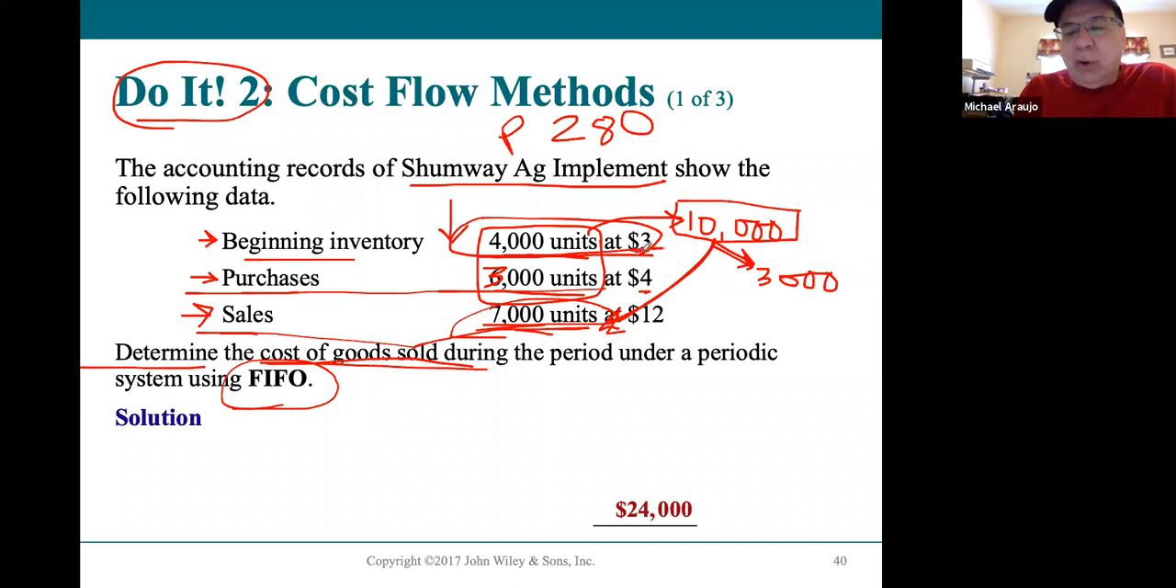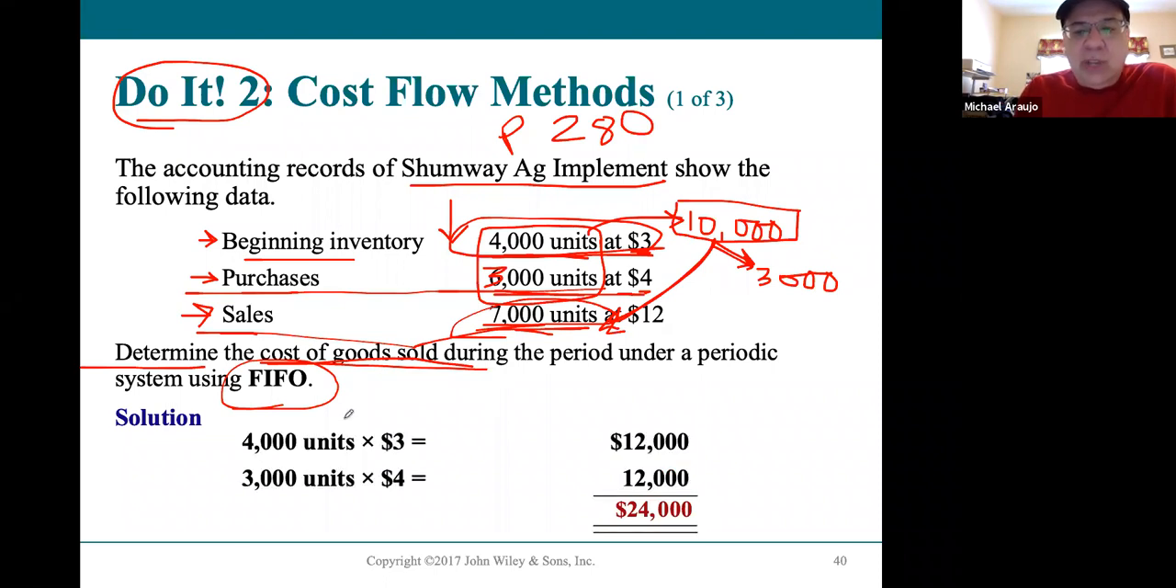4,000 units were sold at $3. 3,000 units were sold at $4. And so the total cost of goods sold using FIFO is $24,000, okay? The 4,000 units in the beginning inventory and the 3,000 units from the purchases make up the 7,000 units that we sold, okay? So remember, for cost of goods sold, you're following which ones have been sold, right? These 7,000.